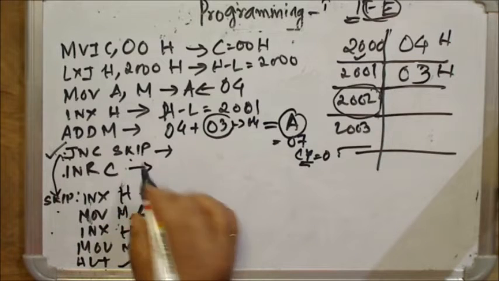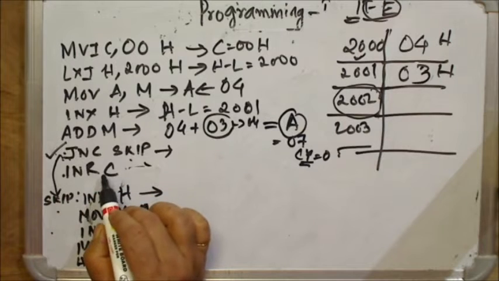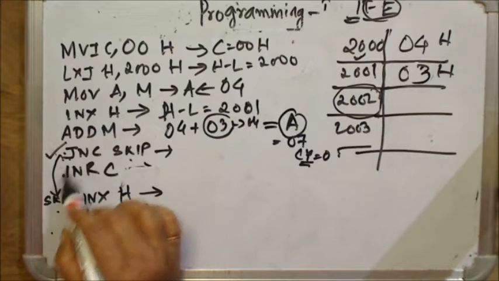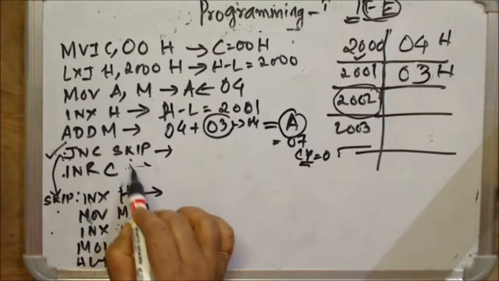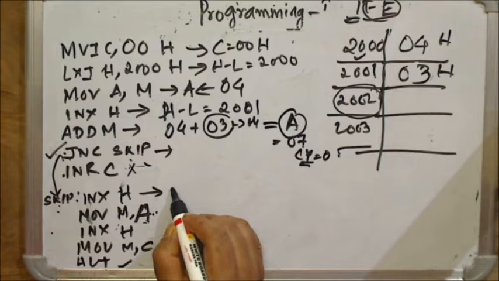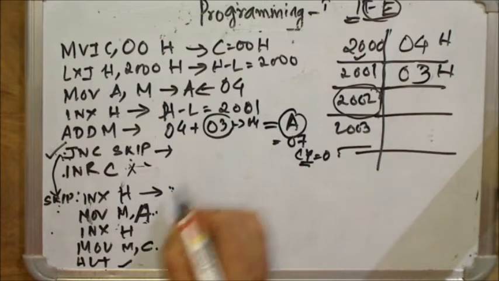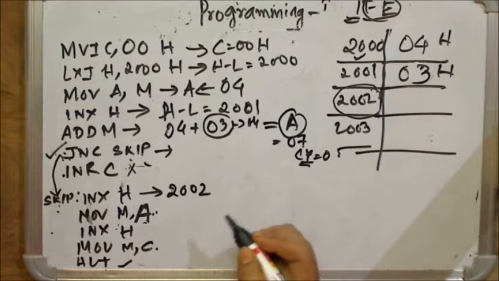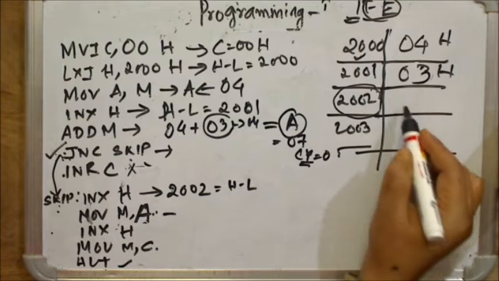So once it jumps to skip, it will skip this instruction INRC because the condition is jump if no carry. So if carry is not generated, this instruction will not be executed. So it will directly jump to skip. So after skip, what will happen? INX H. H was 2001. Now HL pair will be 2002. So this is our new M.